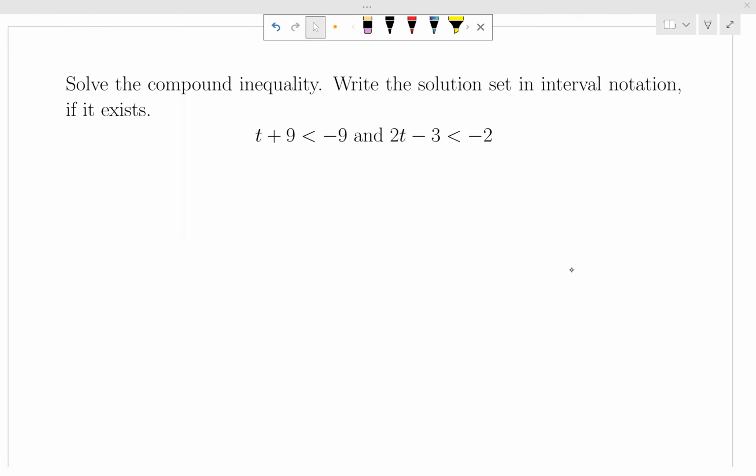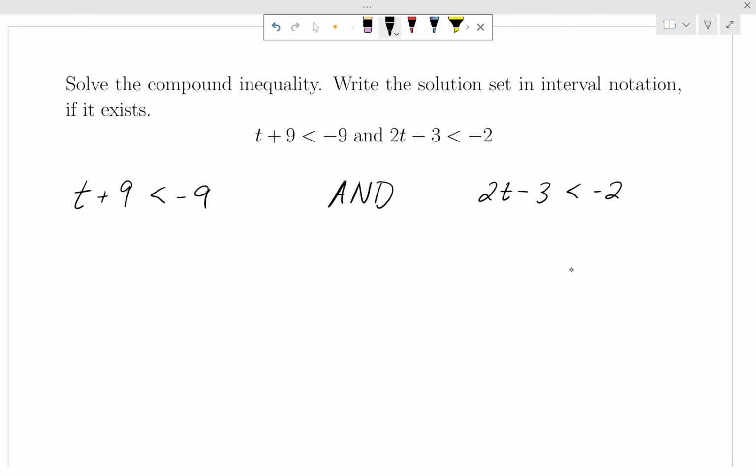Hey, so we're looking at this problem and it says solve the compound inequality, and then we're going to put it in interval notation if this exists. So the first thing we need to do, I'm going to write it as two separate things. So I have t plus 9 less than negative 9, righty? And 2t minus 3 less than negative 2.